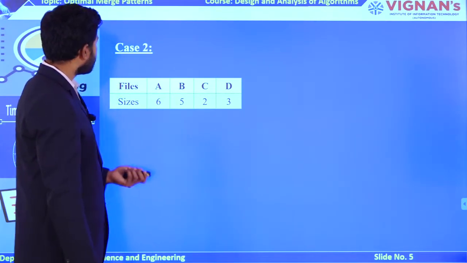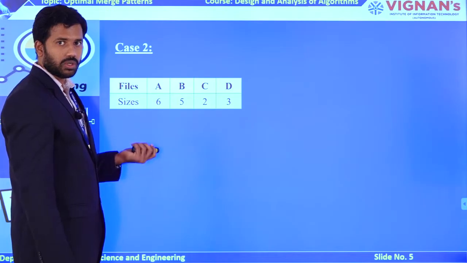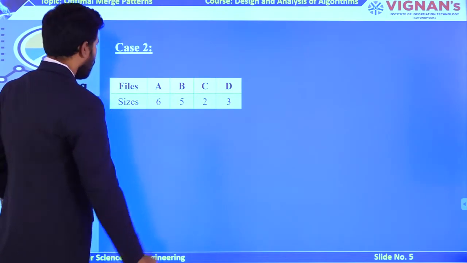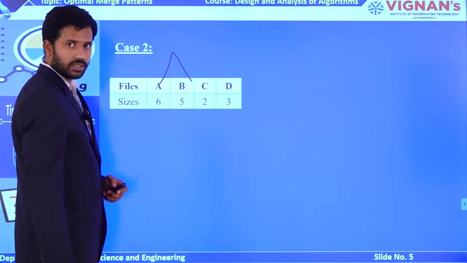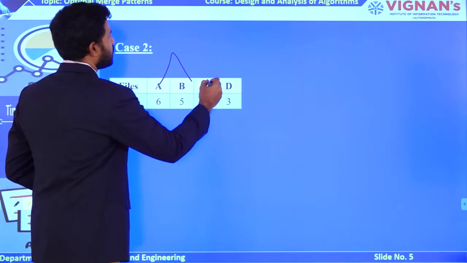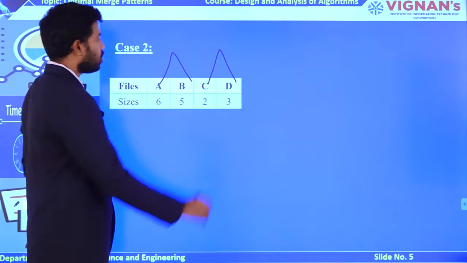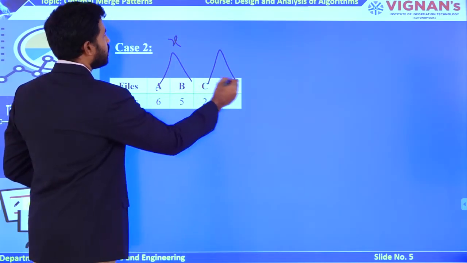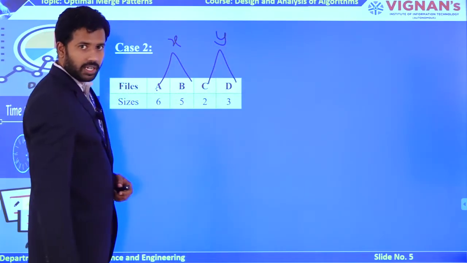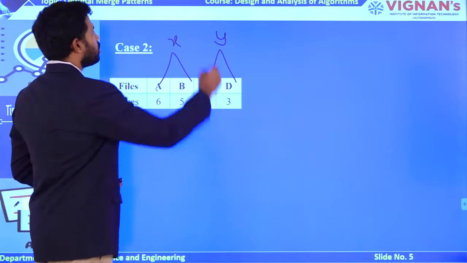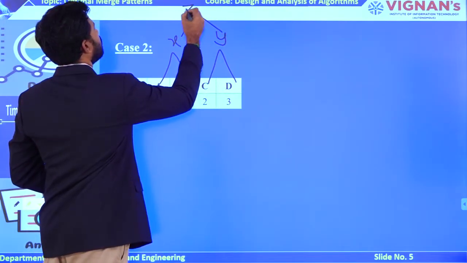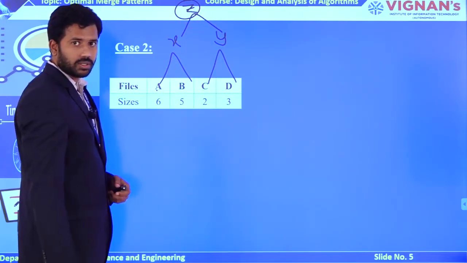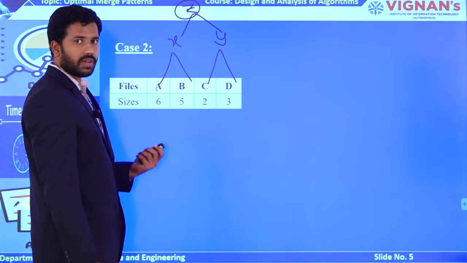Now let us observe the second case, case number 2. In case number 2, I am merging A and B first, and in the second iteration I am merging C and D. So after merging A and B, I will get a merged file X. After merging C and D, I am going to get a merged file Y, for example, let us assume. So that X and Y will be merged to get the final merged file with size labeled Z.